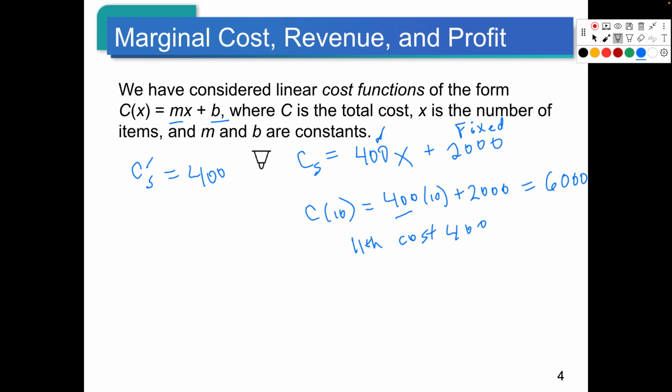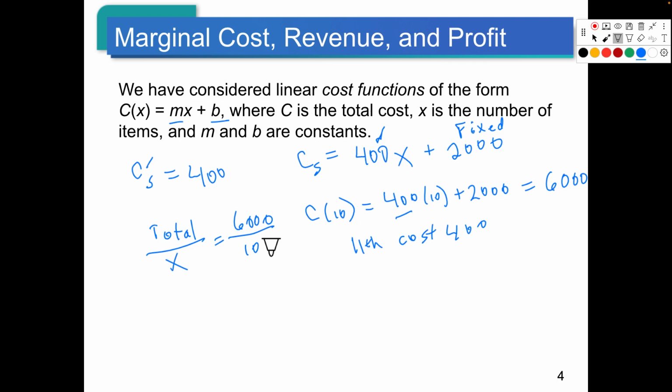Average. Divide the total cost by 10. Exactly. So I would take my total cost divided by X, however many. So it was 6,000 that we made, or 6,000 was the cost, divided by 10. It actually costs us $600 per sneaker.